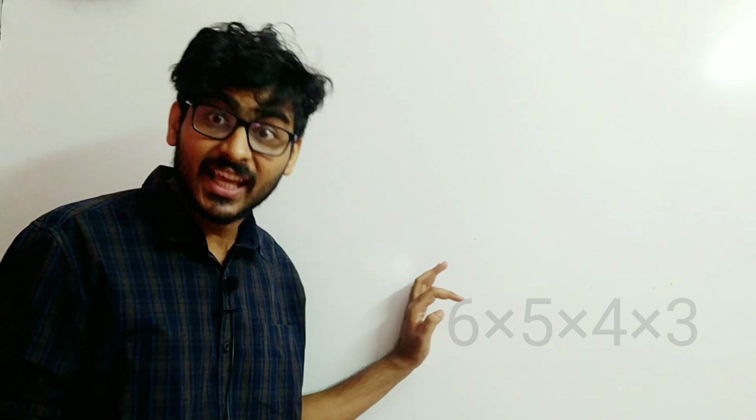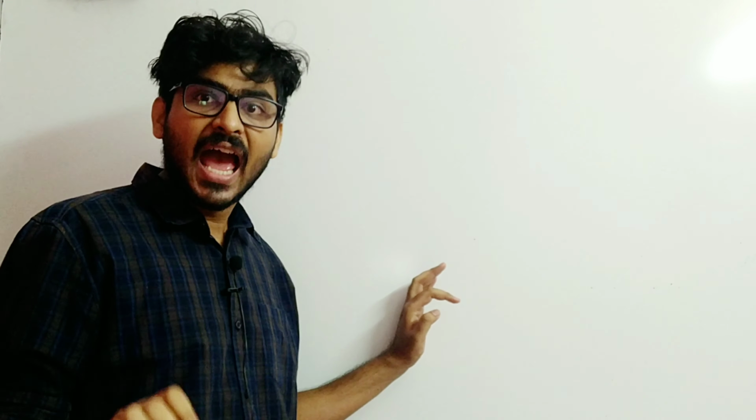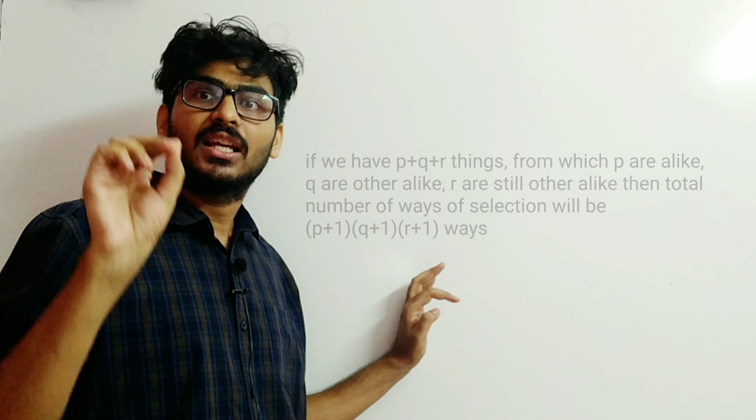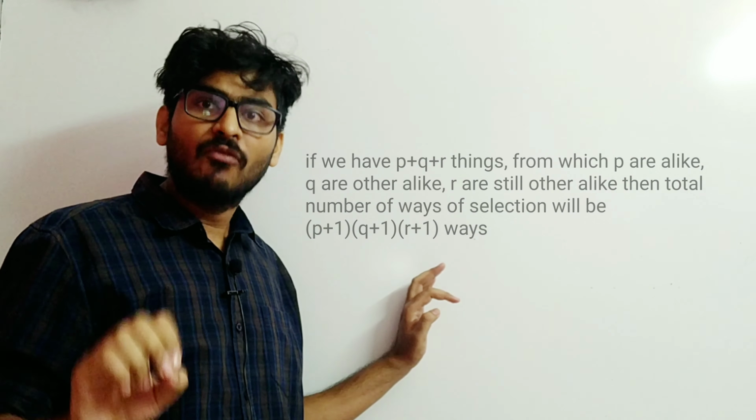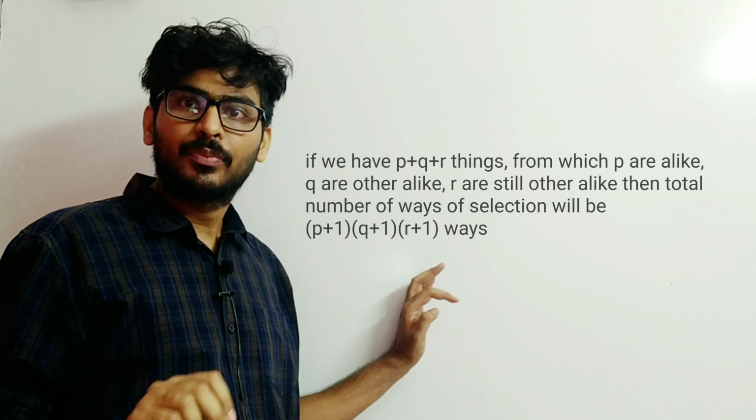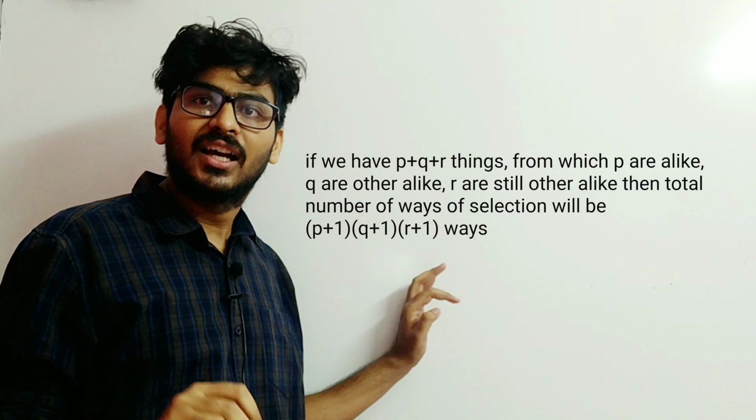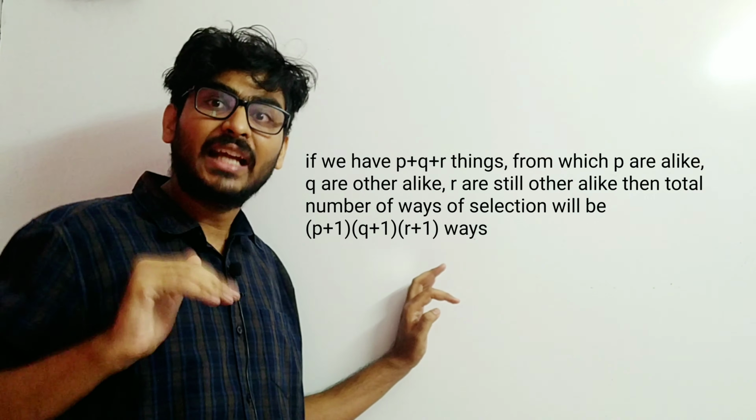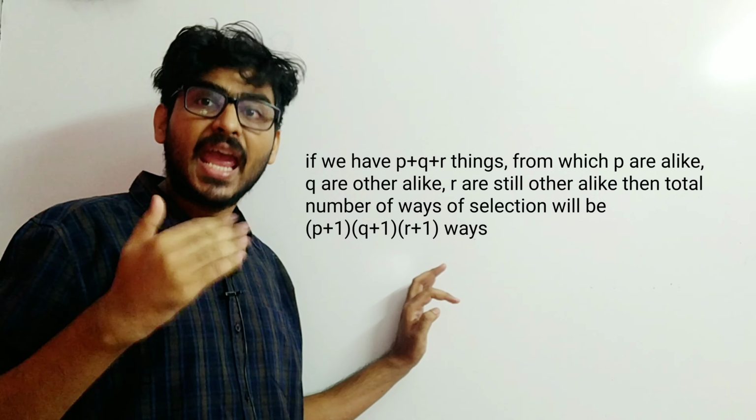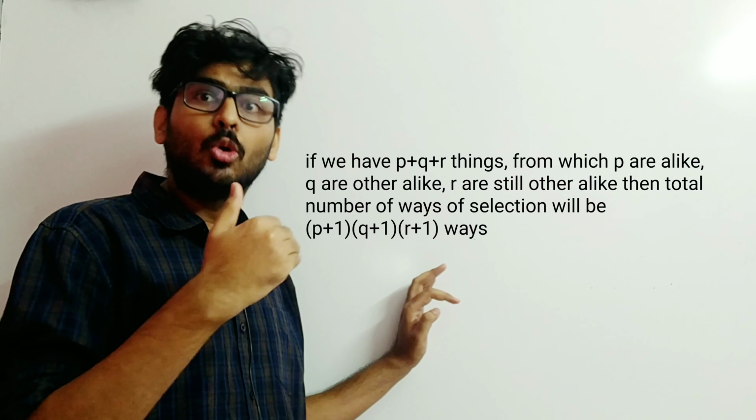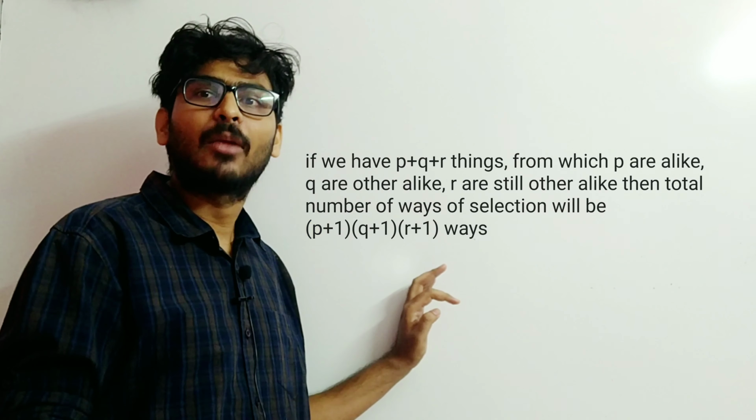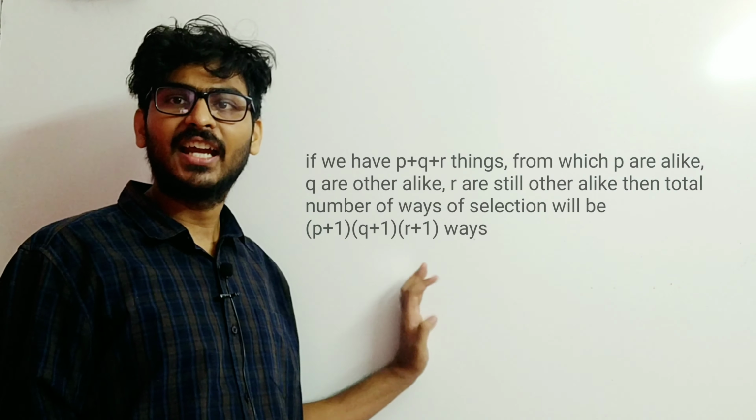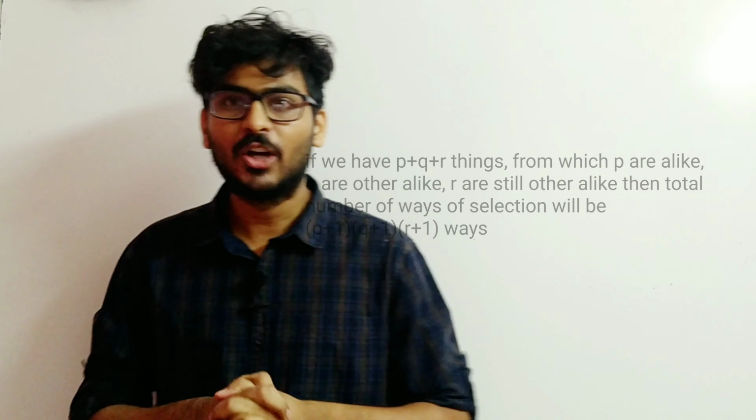Right? So from here we can conclude that if we have P plus Q plus R set of things from which P are alike, Q are other alike, and R are still other alike, we can select any number of things from them in (P plus 1) into (Q plus 1) into (R plus 1) ways. Right? So I hope it is clear to all of you.